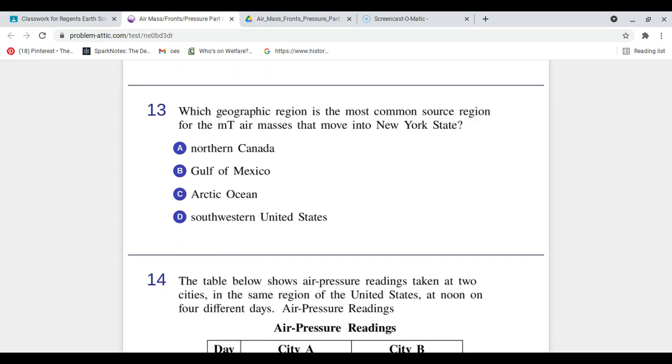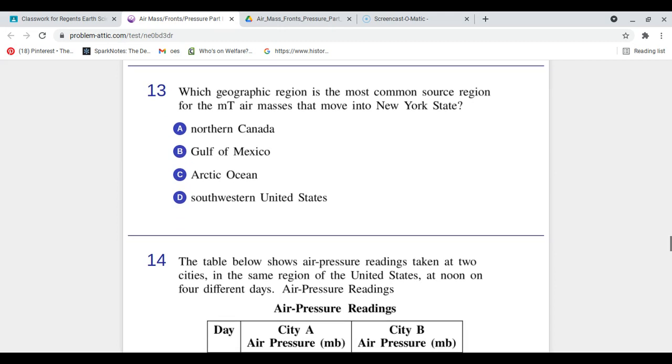Number 13. Which geographic region is the most common source region for MT air masses that move into New York State? Okay. What two can we get rid of, Kylie? A and C. Perfect. Get rid of A and C. We're looking for maritime tropical, so it's either B or D.